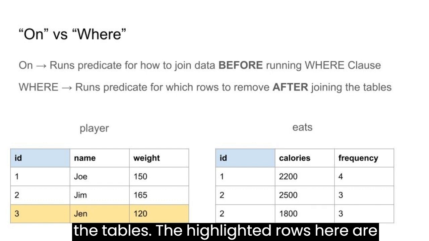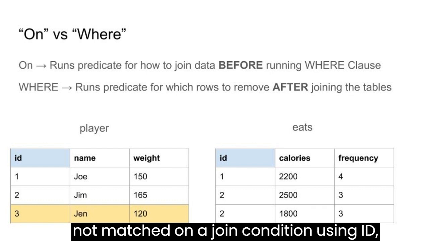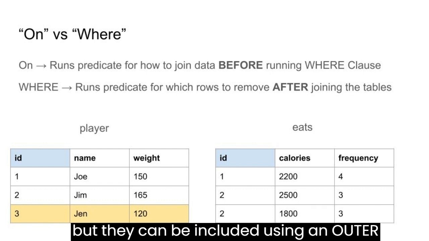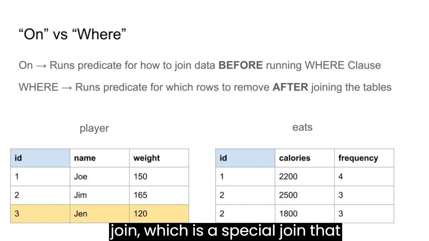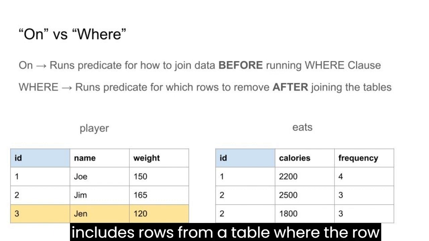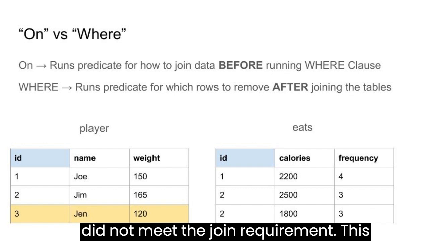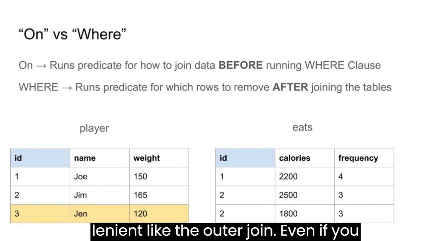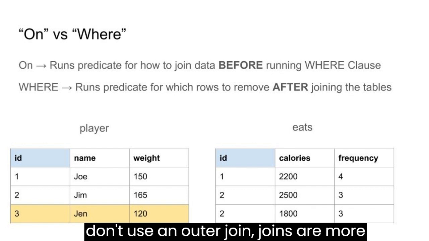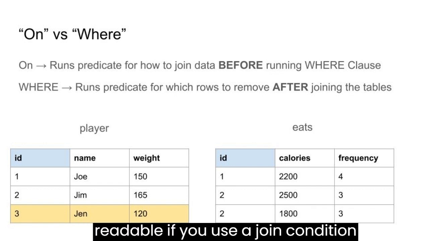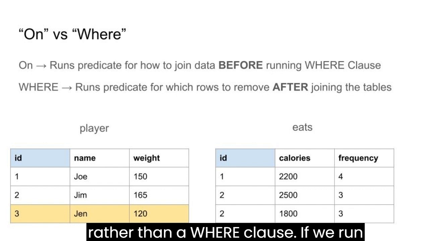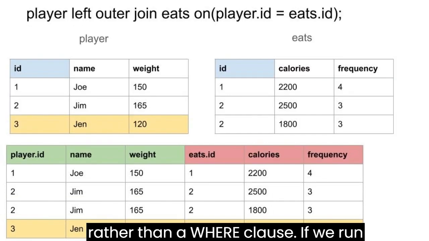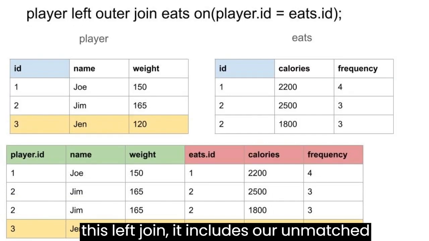The highlighted rows here are not matched on a join condition using ID, but they can be included using an outer join, which is a special join that includes rows from a table where the row did not meet the join requirement. This can't happen if we try to do the join using a where clause, because it won't be lenient like the outer join. Even if you don't use an outer join, joins are more readable if you use a join condition rather than a where clause. If we run this left join, it includes our unmatched rows from the left table.